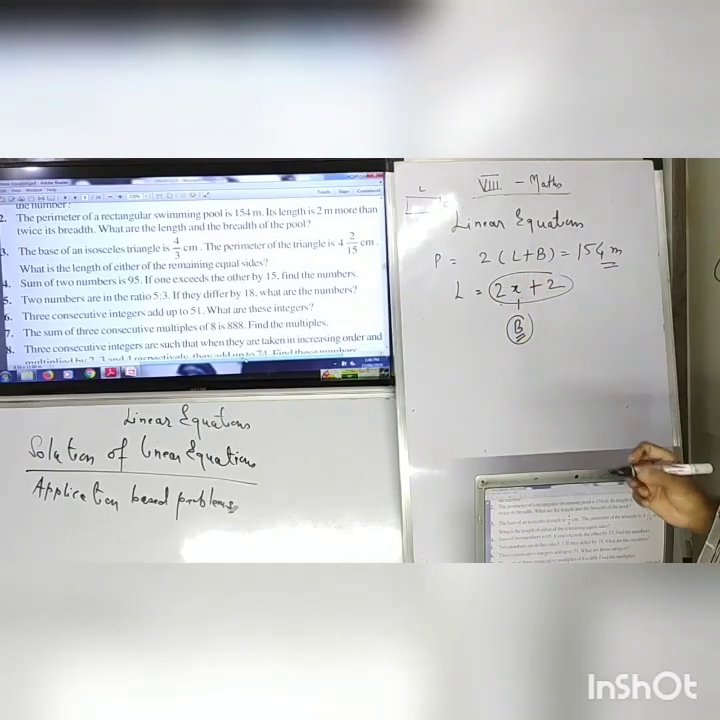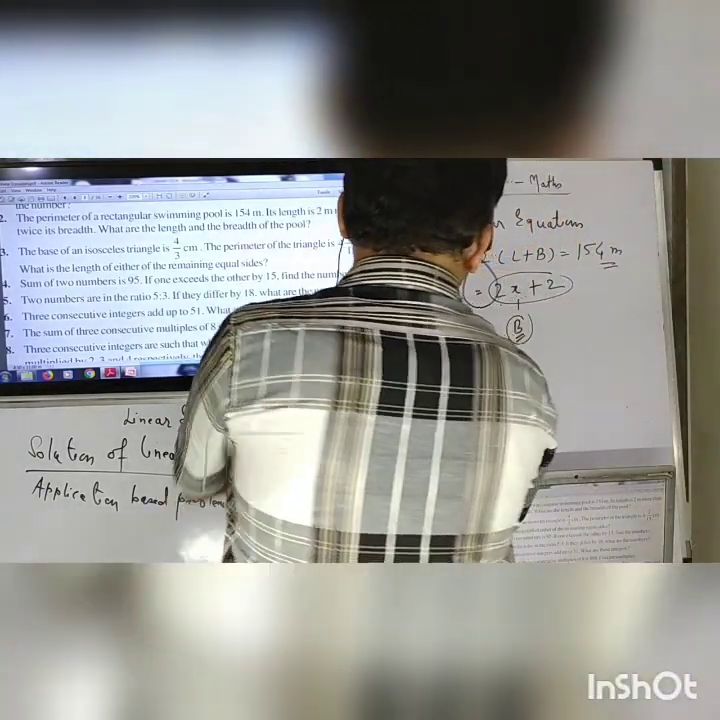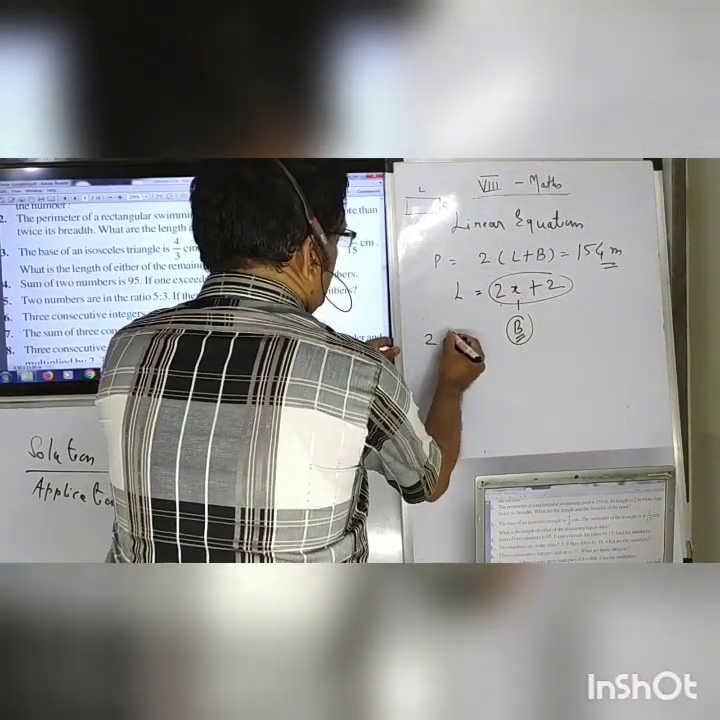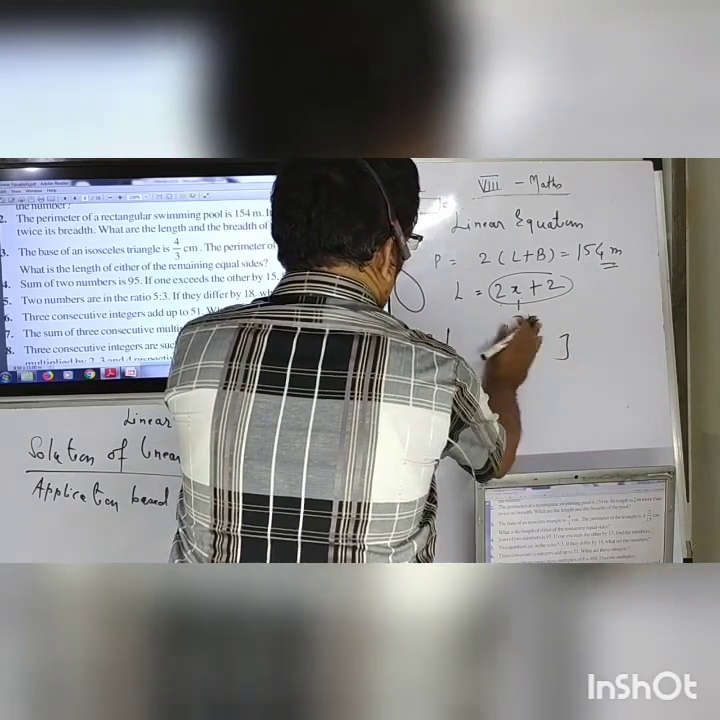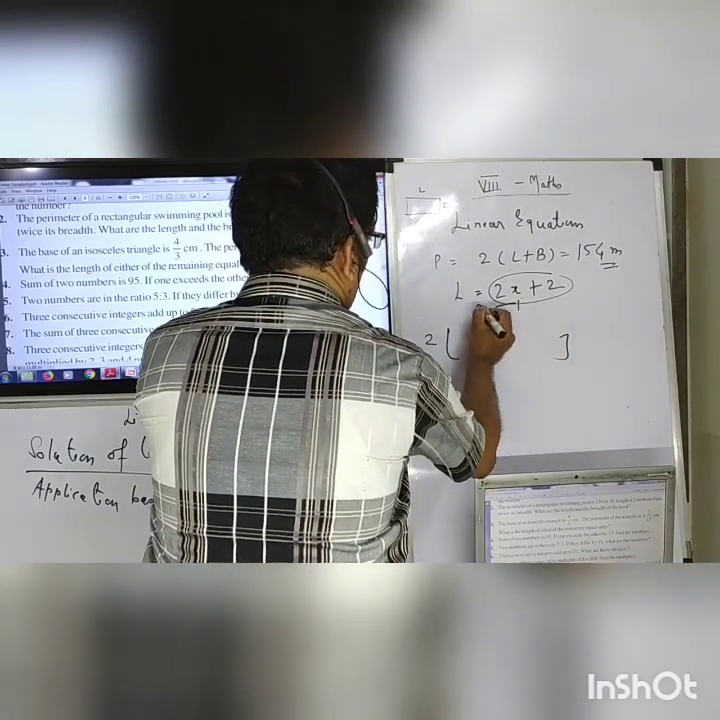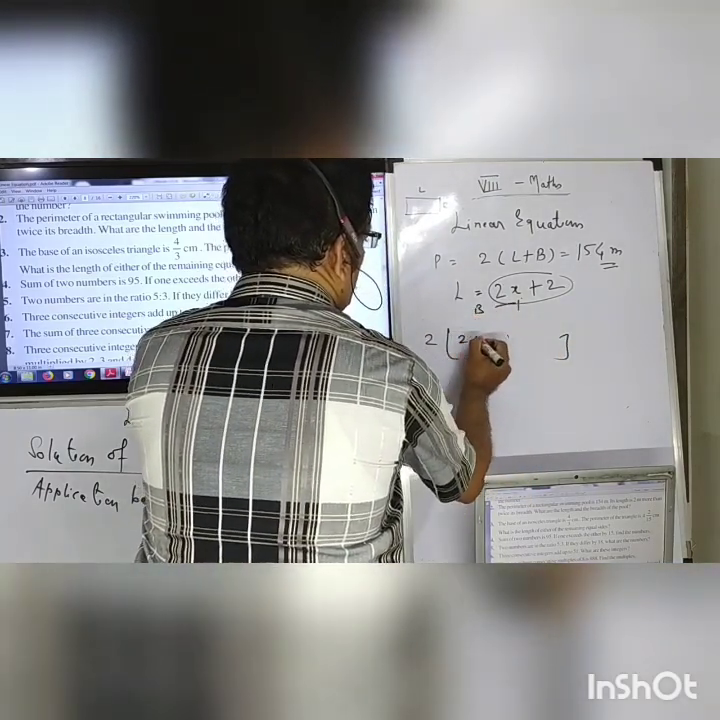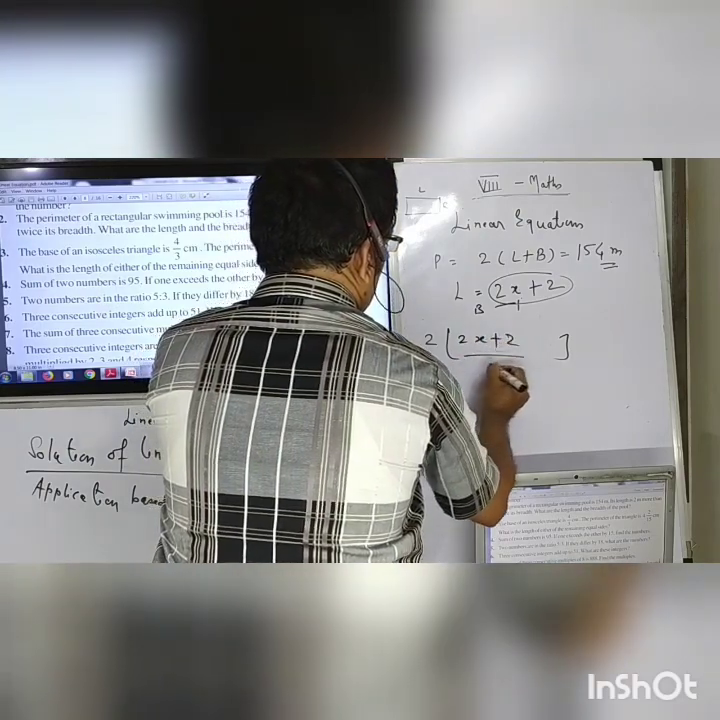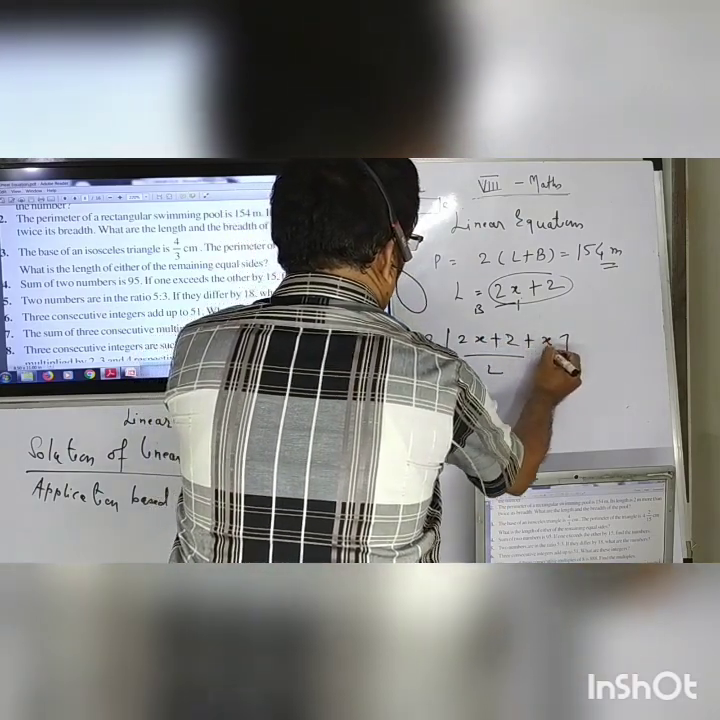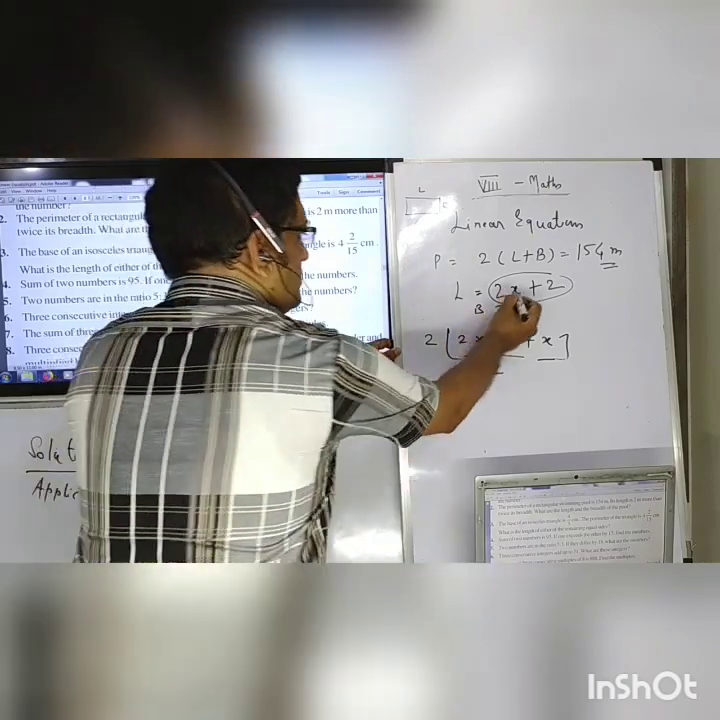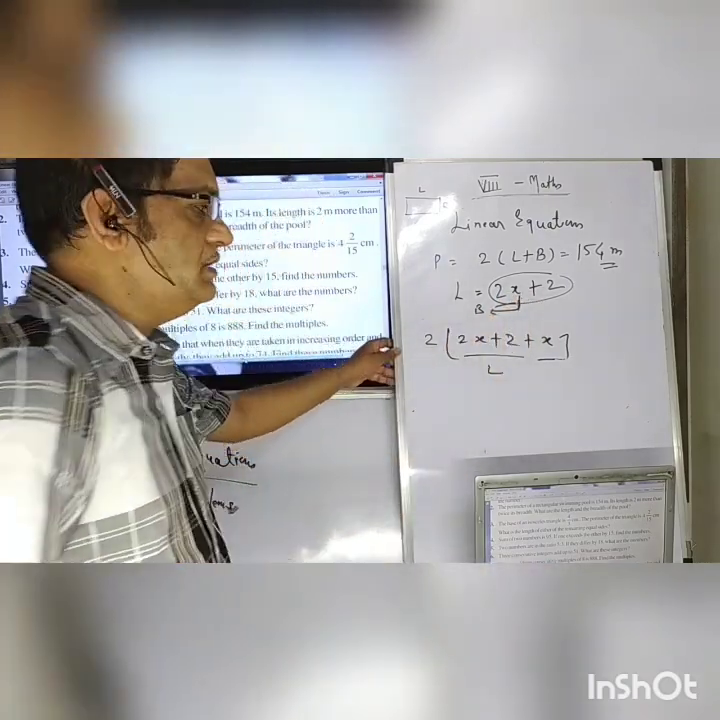We have to put these over here. Then this equation becomes 2 times length plus breadth. Length is 2x plus 2, and breadth is x. This we have taken, breadth is x.